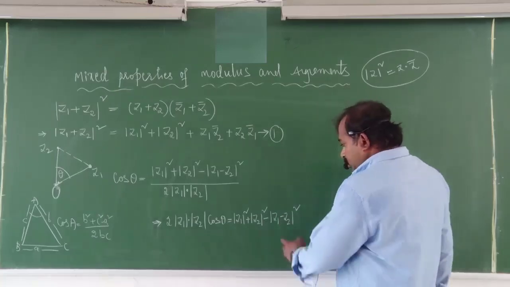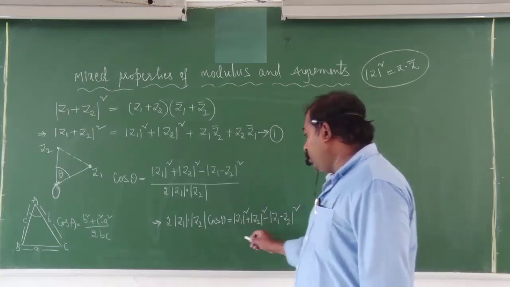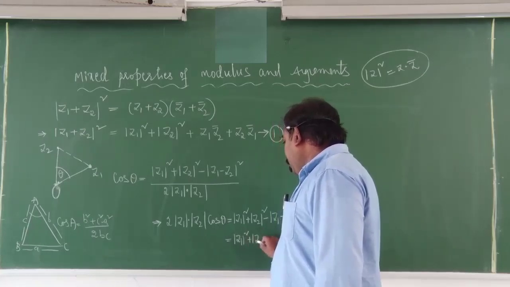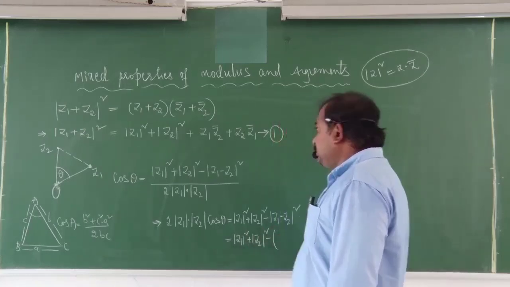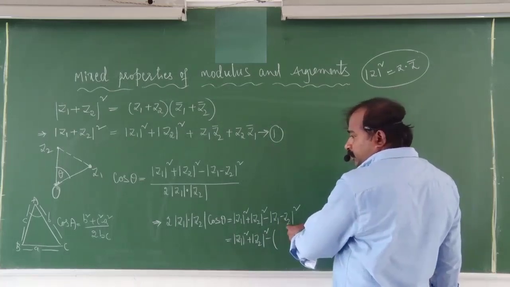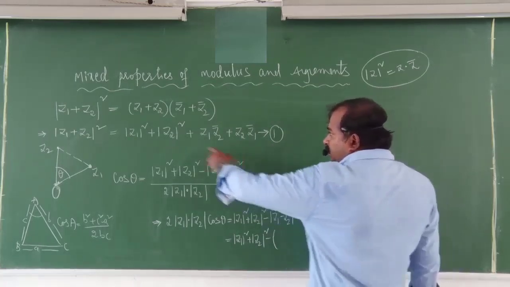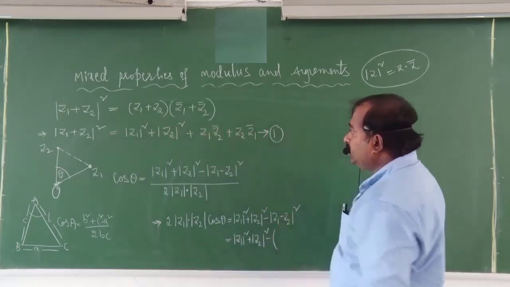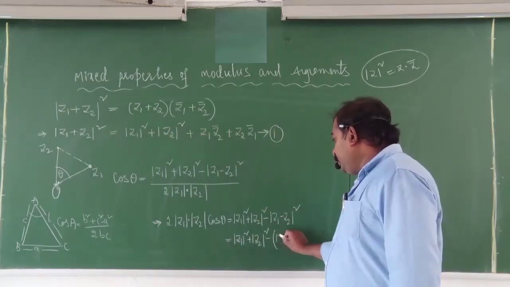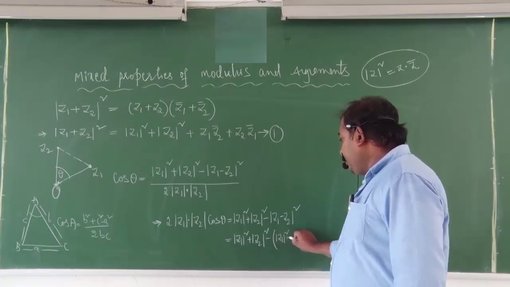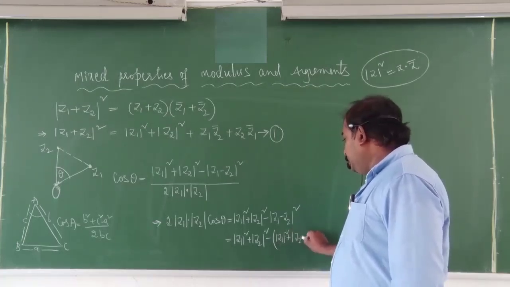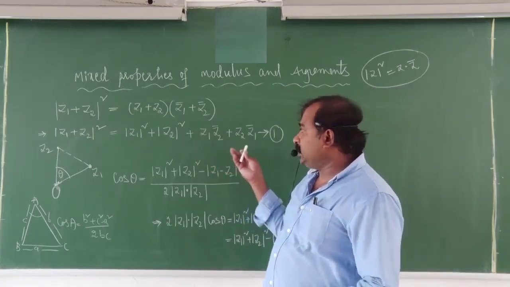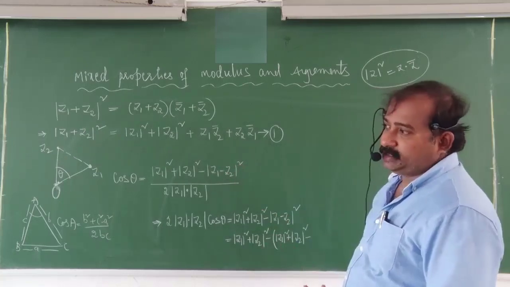Now, if you simplify this value, then what you will get, ma'am? Modulus of Z1 square plus modulus of Z2 square minus modulus of Z1 minus Z2 whole square. Here I was given Z1 plus Z2, of course here minus is given. So what you will get here? Basing on the formula, mod Z1 square plus mod Z2 square, minus, you may get. Here I was given plus, so plus I am getting. There you can get the value minus.